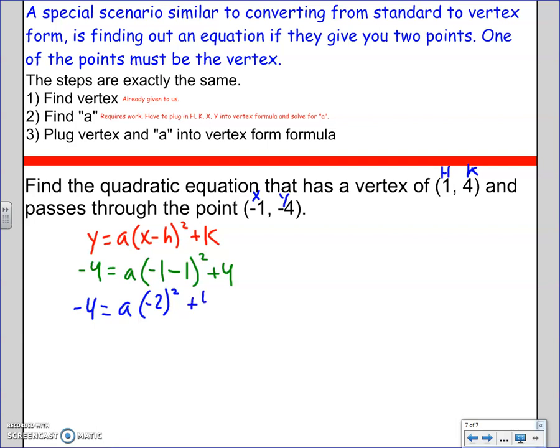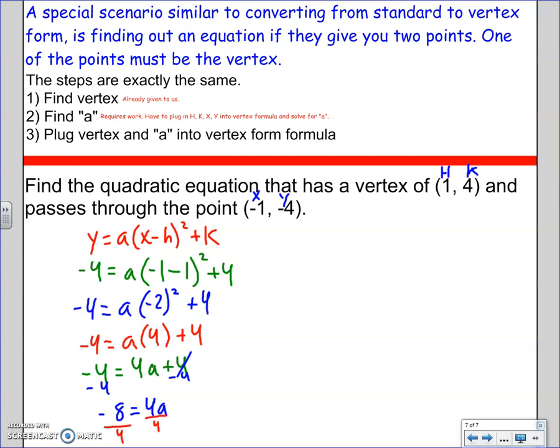Square that plus 4. You take care of exponents next. So -4 equals a. -2 times -2 is +4. Plus 4. Let's rewrite that to make it look like normal. So this is really -4 equals a times 4 is just 4a plus 4. To solve for a, you get rid of the 4. So I'm going to subtract this 4 right here. To get -8 equals 4a. And the last step, divide by 4. So -2 equals a.